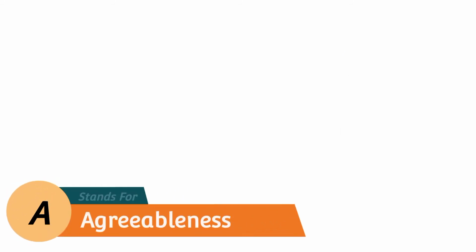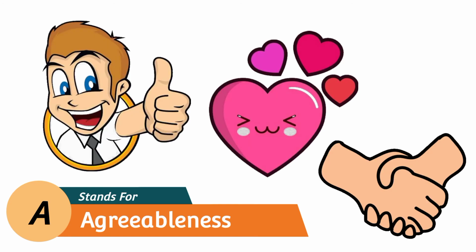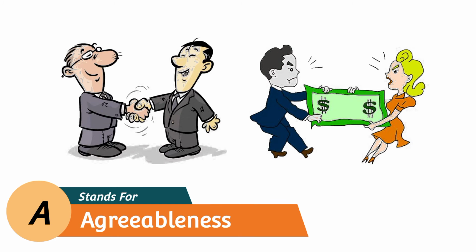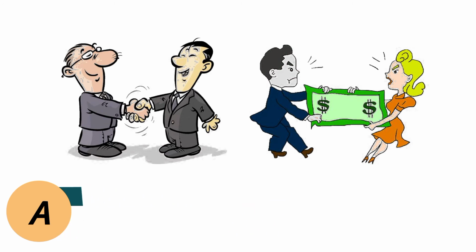A stands for agreeableness. This personality dimension includes attributes such as trust, altruism, kindness, affection, and other pro-social behavior. People who are high in agreeableness tend to be more cooperative, while those low in this trait tend to be more competitive and sometimes even manipulative.